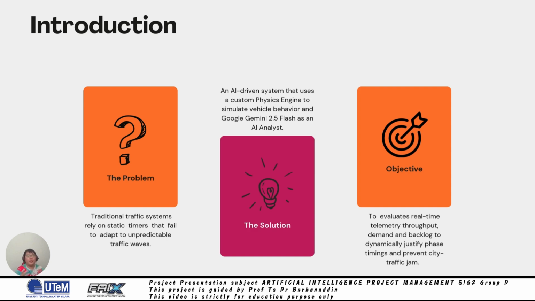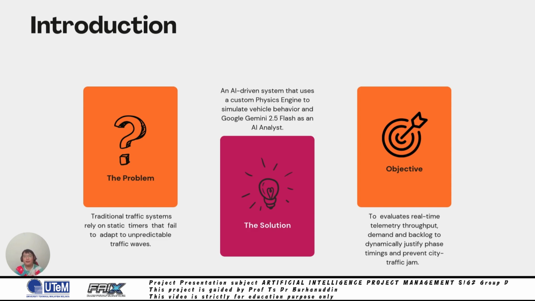First is because a traditional traffic system relies on static timers that fail to adapt to unpredictable traffic waves. The road situation will not affect the light time of the green light and the red light. So sometimes it is a green light but there is no car, or it is a red light but there are a lot of cars.